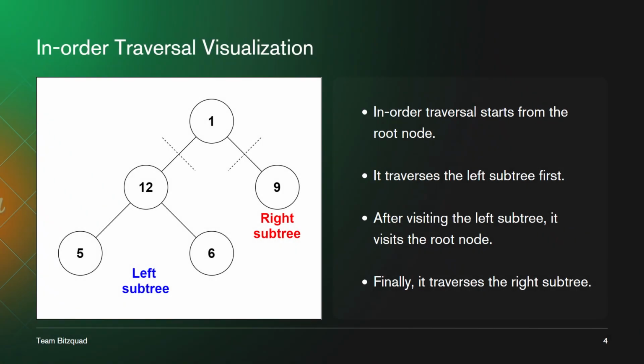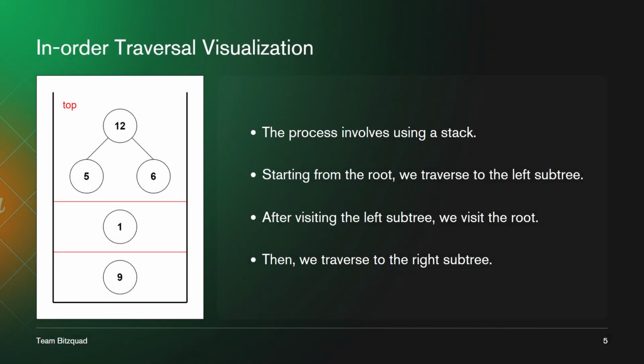Let's visualize in-order traversal. We start from the root node. We traverse the left subtree first. We also need to remember to visit the root node and the right subtree when this tree is done. Let's put all this in a stack so that we remember. Now we traverse to the subtree pointed to on the top of the stack. Again, we follow the same rule of in-order: left subtree, root, and right subtree.